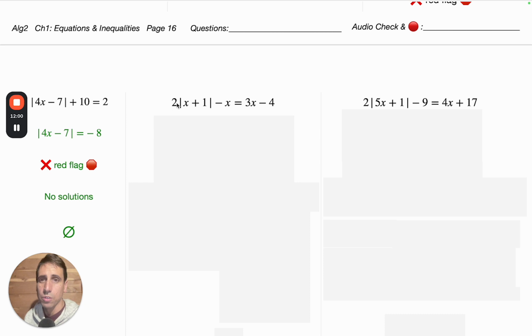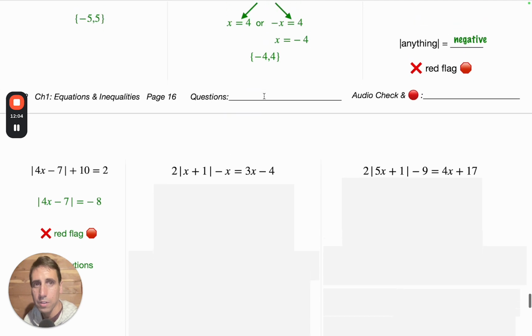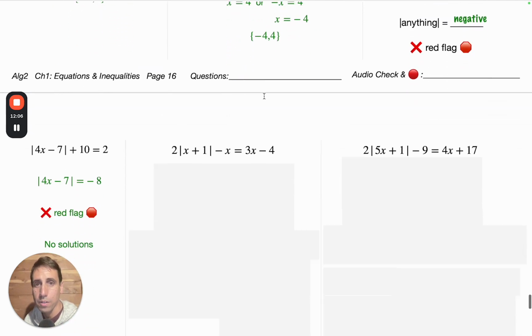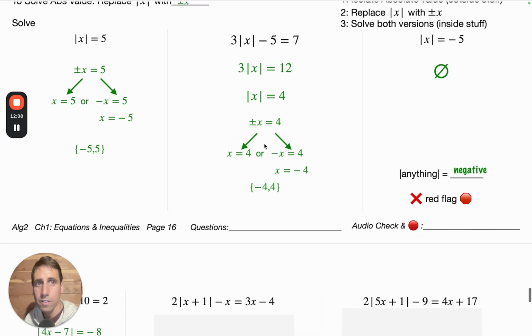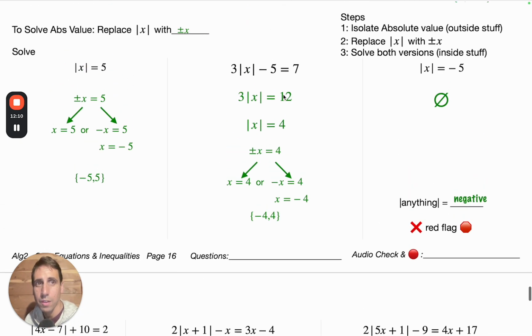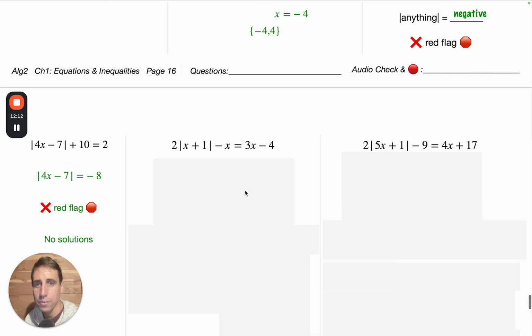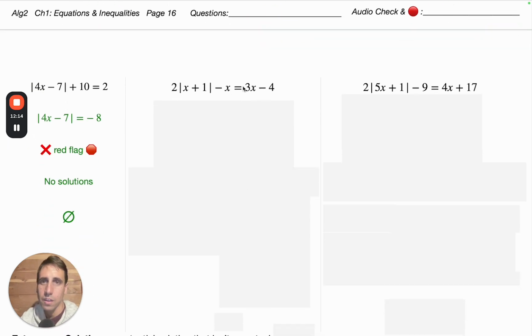Okay. Ooh, there is a lot going on here. I have to remember here, I'm going to isolate the absolute value. I'm going to undo all the outside stuff first. So I'm going to combine these terms that are on both sides. This minus x is not inside the absolute value, so I can move that around if I want. I'm going to add x to both sides. Then I'm going to undo this times 2 by dividing all the terms on both sides by 2.